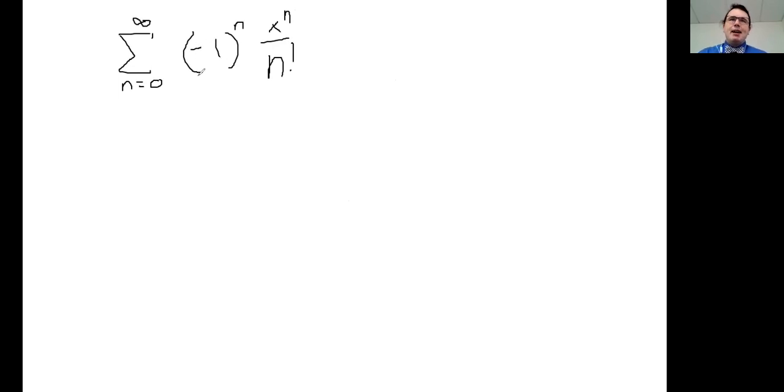Both the sine and cosine Maclaurin series have minus 1 to the power n in their summand formula. However, they only have even powers of x for the cosine series and odd powers of x for the sine series, where this formula does not put that restriction on my exponents. This n could be either parity, even or odd.